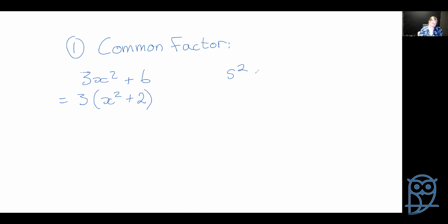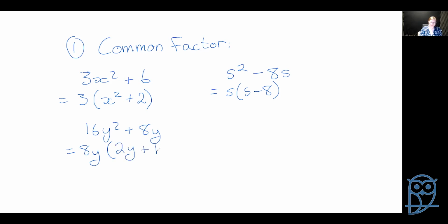If we have s squared minus 8s, then we can take an s out from each of these. So we end up with s times s minus 8. And that's our two brackets. Here's our one bracket, there's our other bracket. So another example, 16y squared plus 8y. So here we have two things we can take out. We can take an 8 out from both sides, and we can also take a y out from both of these. So we can do that. So 8y, so this gives us 2y plus 1.